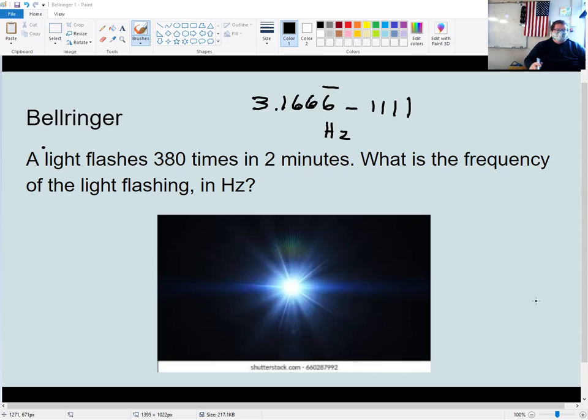All right, so here's our bell ringer. The question here is asking, it's talking about light that's flashing, and they want to know what is the frequency of the light flashing in hertz. So if you haven't tried this on your own yet, I strongly encourage you to do so. Again, this is recalling our equation from yesterday about how to calculate frequency.